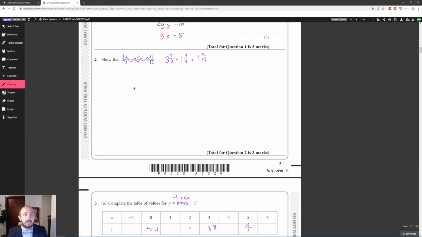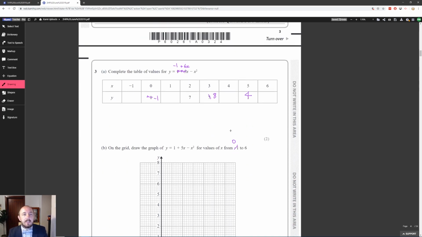Question 2 is a show that question with fractions, so we're going to make them top heavy. 3 times 3 plus 2 is 11/3. And then we're going to do 4 times 1 plus 3 is 7/4. Cross multiply 4 by 11 to get 44 and then multiply the denominators. And then we're going to do 3 times 7 is 21/12. And that would give us 44 minus 21 is 23/12. And that would be equal to 12 into 23 goes 1 and remainder 11, so 1 and 11/12 like that.